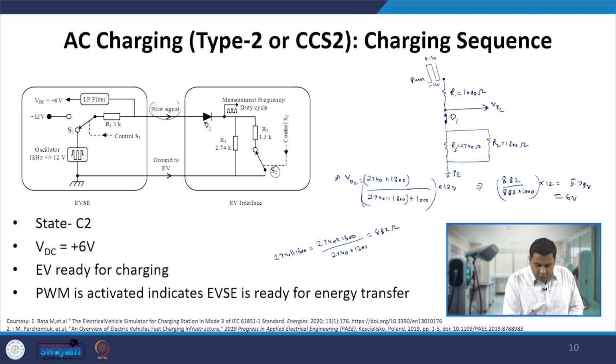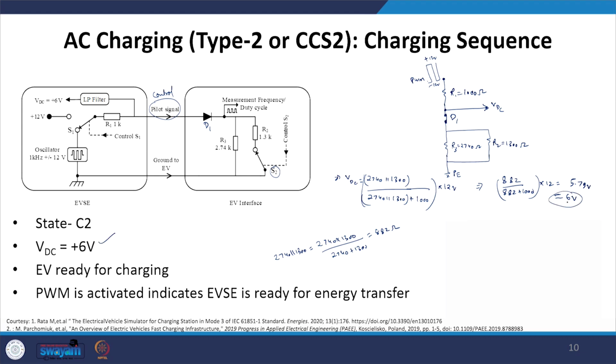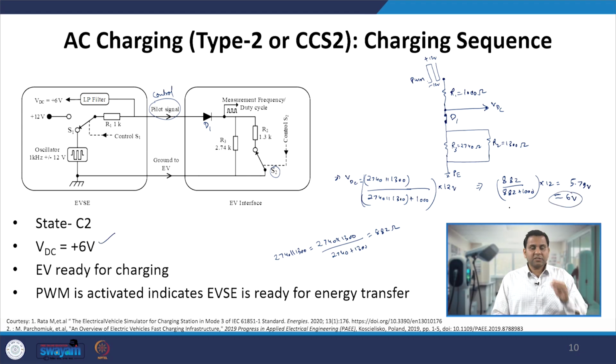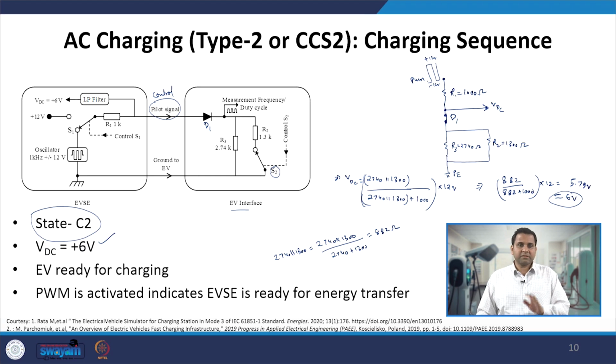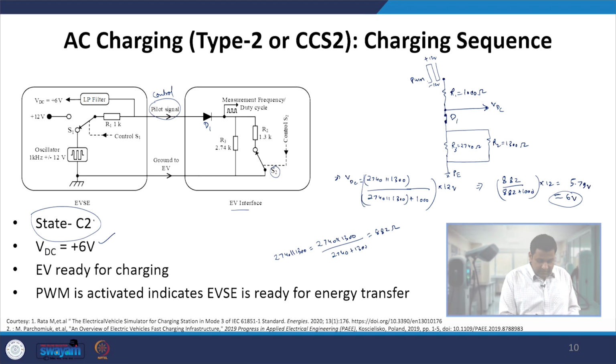So at the control pilot pin, on the EVSE side it will measure the 6 volt, and the moment the EVSE comes to know that the 6 volt is coming in at the maximum voltage level of the PWM pulses, PWM signals, that's when the EVSE comes to know that the EV is also ready to accept the charge. So that means the moment the vehicle enters into state C2. See, we are not talking about C1 state, I will discuss that here. At this state it is called the C2 state.